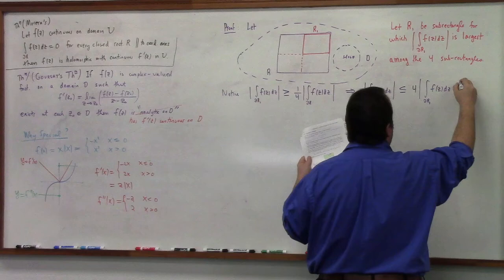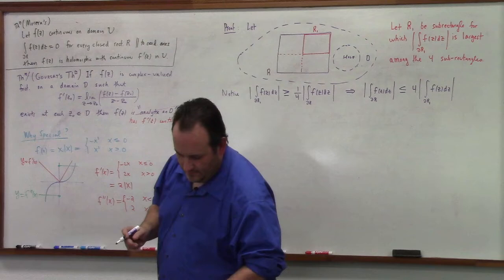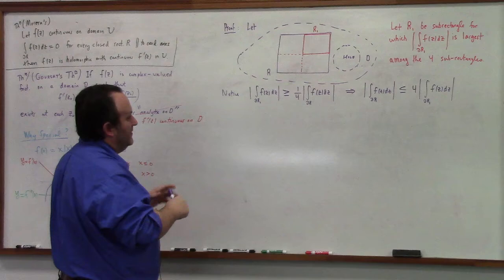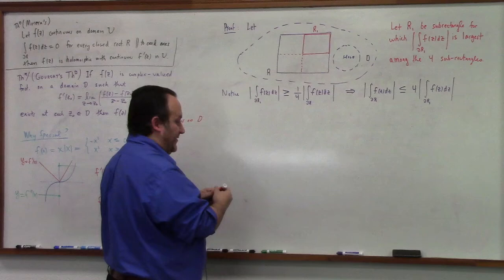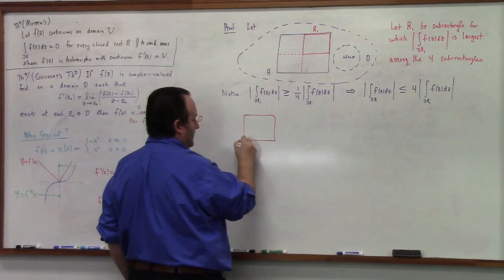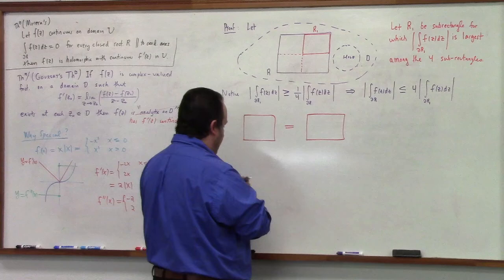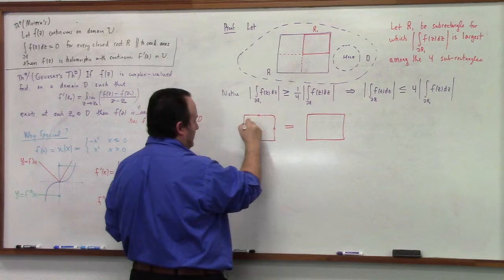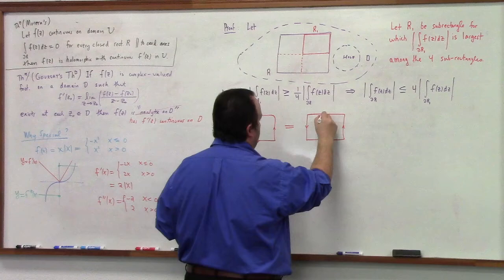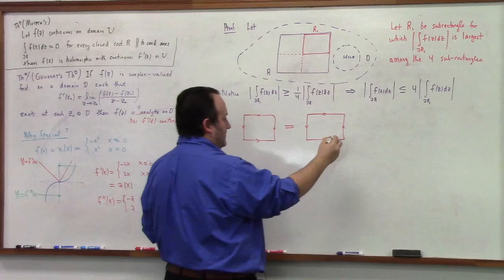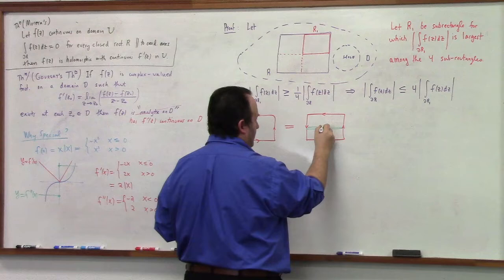Okay, so let me think about that for just a second here. Let me break down the logic. So if this is R, we can think of this in terms of the integration where the outer edge is counterclockwise oriented, like this, like this, like this, like that. And then I can add crosscuts, this one and this one, if I make them go in opposite directions.